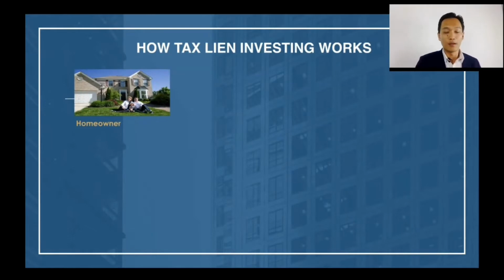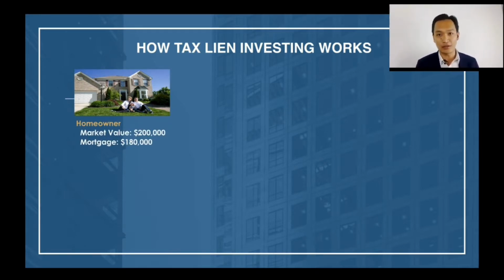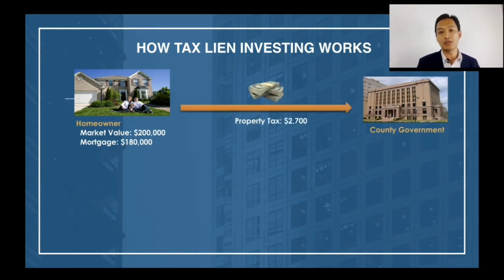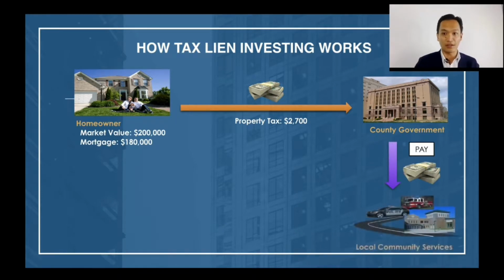Okay, tax lien. You have a homeowner who bought a property for about $200,000. A typical American family will probably take a loan, a mortgage, of about $180,000. And then you have the county government. So this house is located within, for example, Miami, Florida: $180,000 for the mortgage, $200,000 in value. Every year, the homeowner pays about $2,700 in tax to the county government. This is just an example. And the county government uses those funds to pay for things like I mentioned earlier: police, fire, schools, roadworks, and all this.